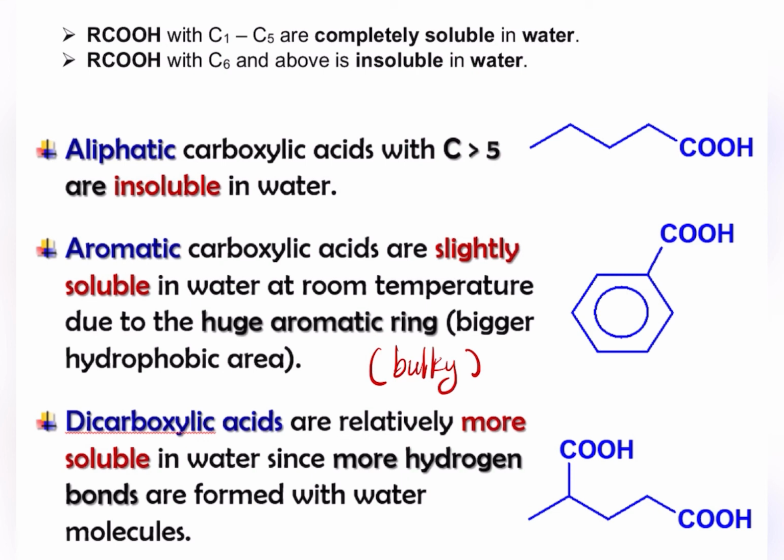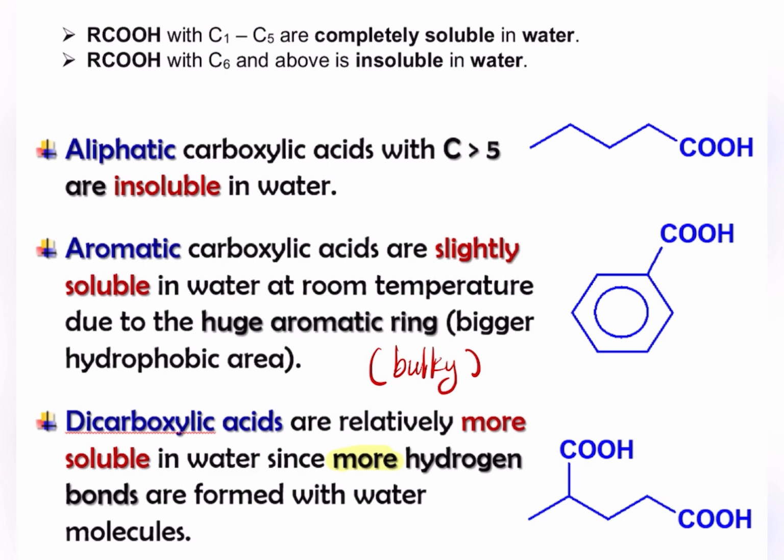Next, you have dicarboxylic acid. It means that in one structure of your carboxylic acid, you have two carboxyl groups, because you use "di" here, and they are relatively more soluble in water because they can form more hydrogen bonds with water molecules. You can see from this structure. So dicarboxylic acid is the highest in terms of solubility in water.